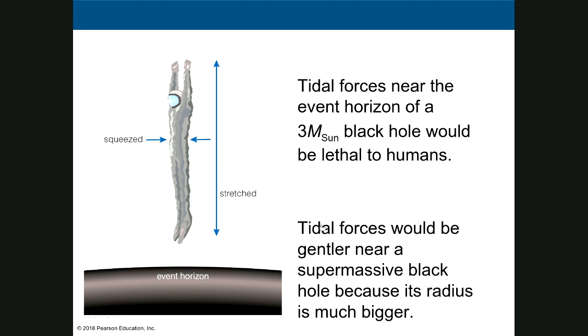However, the tidal forces would actually be gentler near a supermassive black hole because the radius is much bigger. So even though the mass is bigger for those black holes, the topology is more extreme for a smaller black hole, right? Because for a bigger radius, that topology looks more flat, right? If you have a big curve versus a little curve, the topology here is more compact, so the effects from each side are much closer together, even though they're overall more mild.